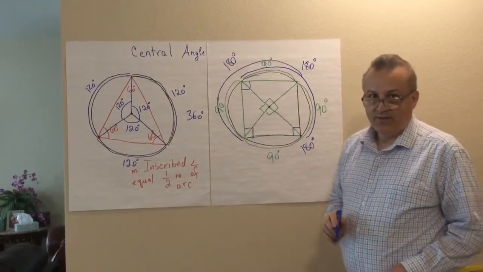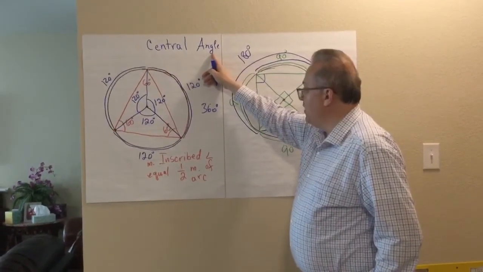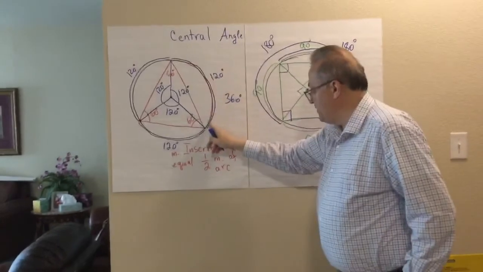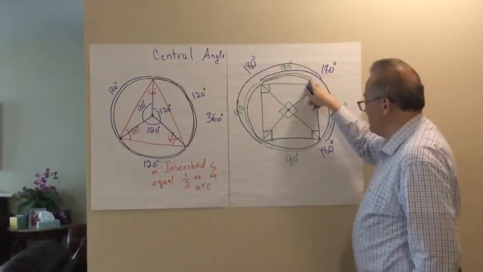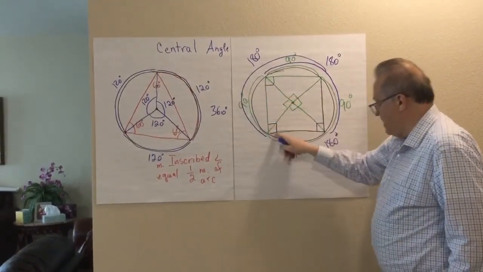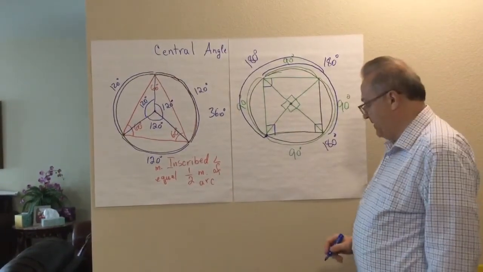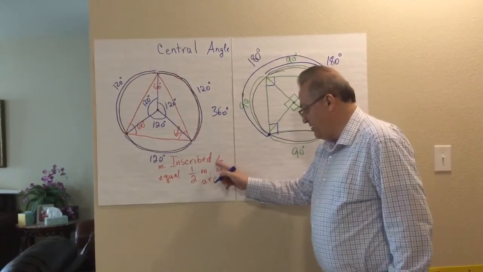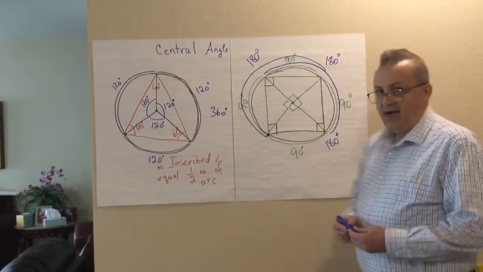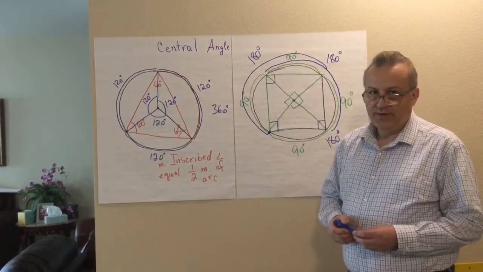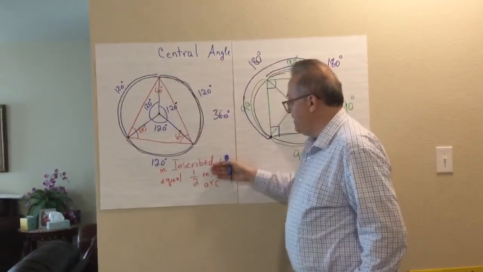So once again, what do I know? Central angle is equal to the measure of the intercepted arc. If this is 120, that's 120. If this is 90, that's 90. But the inscribed angle, which has the vertex right on the circumference, the measure of inscribed angle is equal to half the measure of the intercepted arc. I hope that this has helped you put together the idea of central angle and inscribed angle.